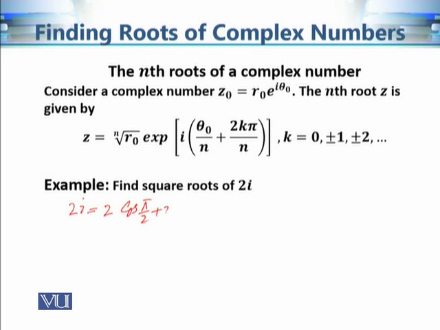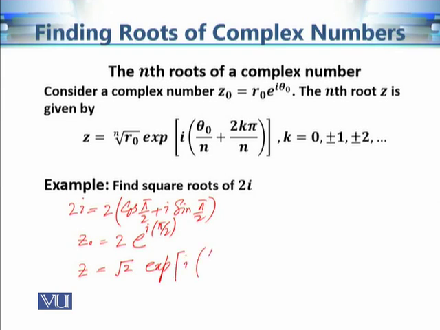Okay, so for this, let's first calculate a very simple example. We are given a complex number 2i, and we want to calculate the square roots of this complex number 2i. So we can write down the complex number 2i in its exponential form in the following way: 2 e raised to power iota pi by 2. Now we want to find square roots. So in other words, n is equal to 2 in this case, and basically we will be solving z raised to power 2 is equal to z0.